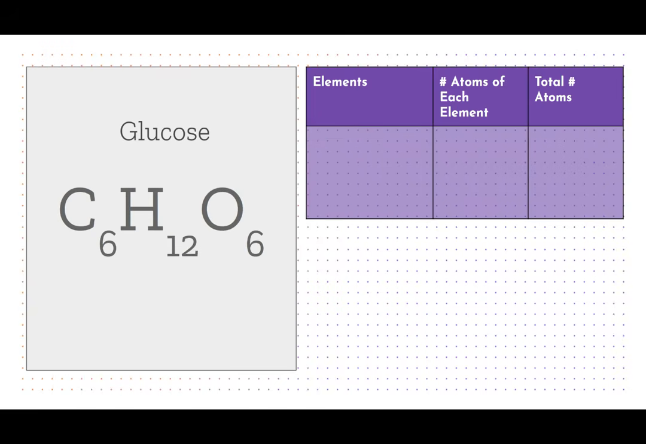Let's practice one more time. Here's glucose. Glucose is C6H12O6. Our elements are carbon, hydrogen, and oxygen. And the number of atoms of each element, in this one it's really easy because we only have our subscripts here, and it's super easy. So we have 6 carbon, 12 hydrogen, and 6 oxygen, which makes our total number of atoms 24.